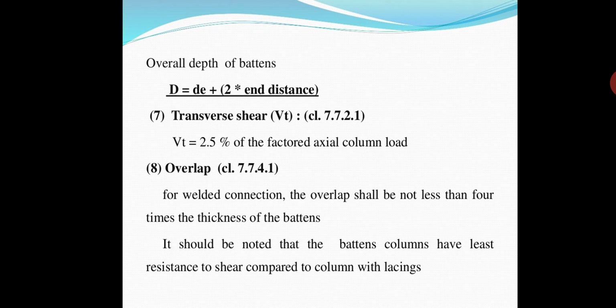So generally we provide the lacing system compared to battens, but when you provide horizontal members only, then you have to compulsorily design the battening system to resist the transverse shear force. So these are the 7 to 8 steps of the design procedure as per the IS 800 code provisions. With these 8 steps, you can finally design the battening, which is designed for resisting the transverse shear force. Thank you.